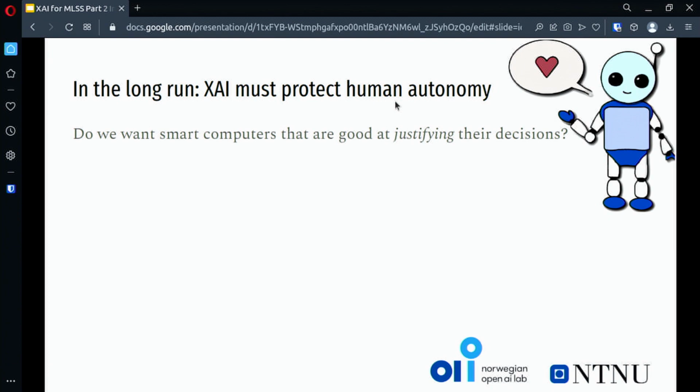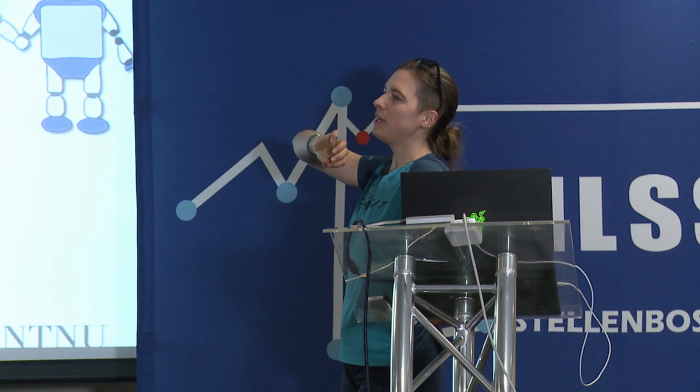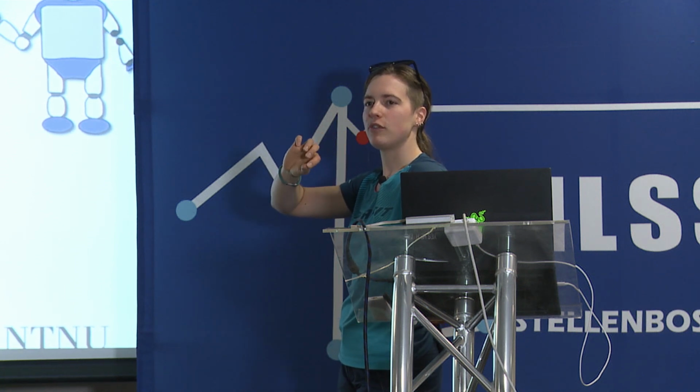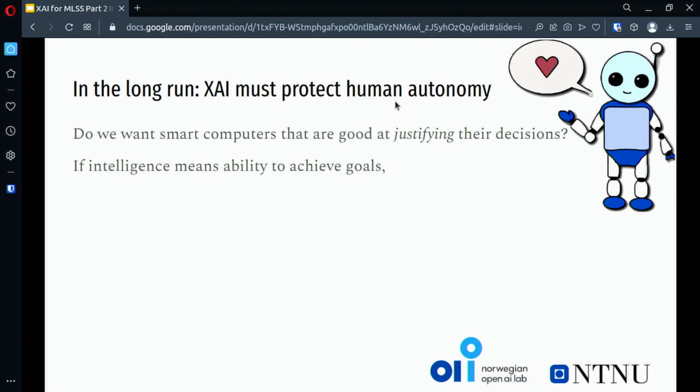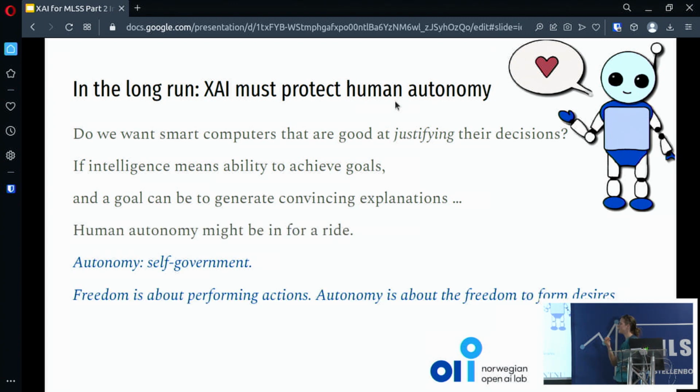Because think about it. What is intelligence, really? Come on, it's the ability to solve problems or to achieve goals. If we give our XAI methods the goal of being convincing to humans, providing a convincing explanation, and we make very intelligent models that are capable of delivering explanations that convince us, then I think our autonomy is in for a kind of ride that it doesn't want to be in for.